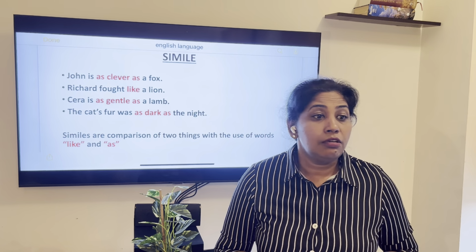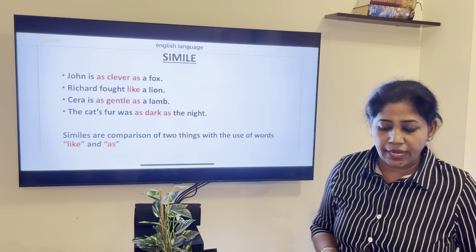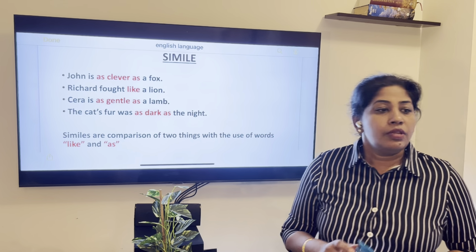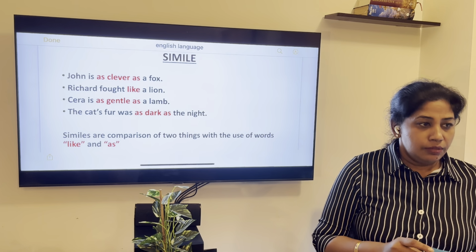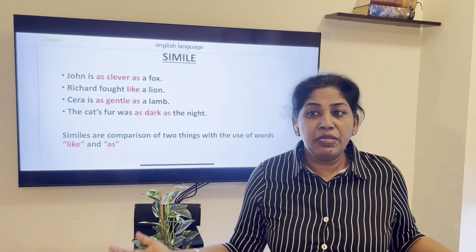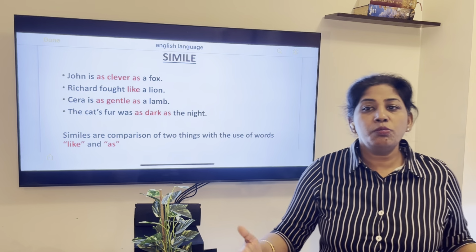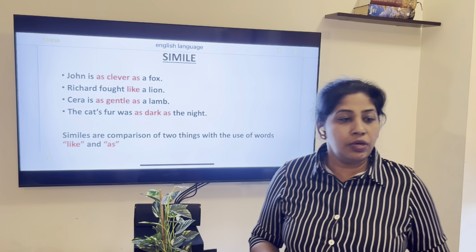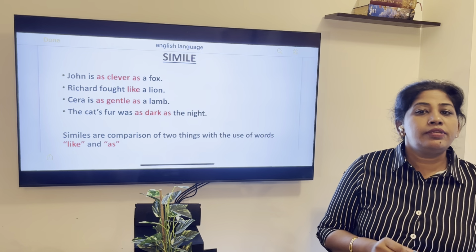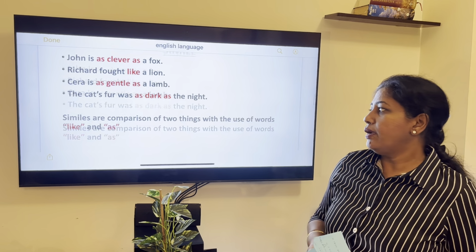Okay, the sun is like a ball of fire. Very good. Excellent. Well done. Another one. This room is like an oven, which means it's very, very hot here. So here this room is compared to an oven, and the word like is used, so it is a simile. Clear? Okay, let's go ahead.